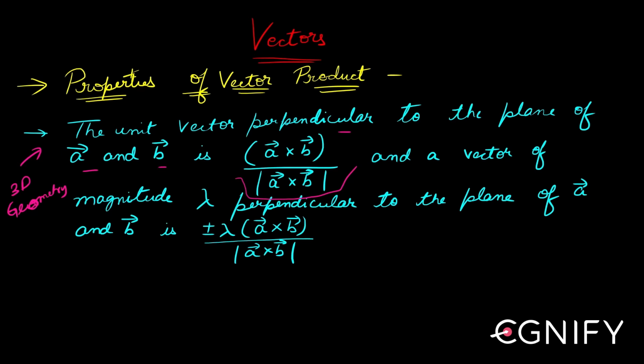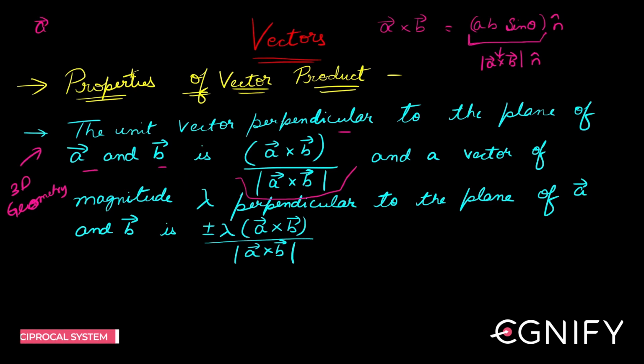The answer is no, because A cross B is AB sine theta n cap. Now we already know that this part of the cross product represents the magnitude of the cross product. That means this part actually represents the magnitude of A cross B, right? And that's multiplied by n cap. So I'm just dividing on both sides by mod A cross B. So A cross B by mod A cross B is n cap, right? That's all that this first part is saying.